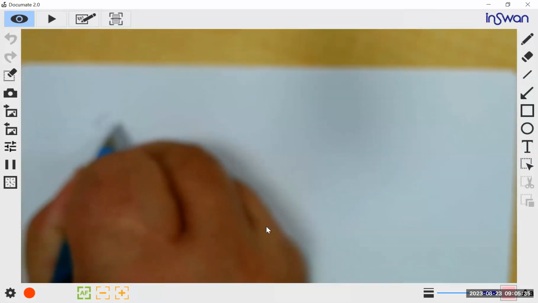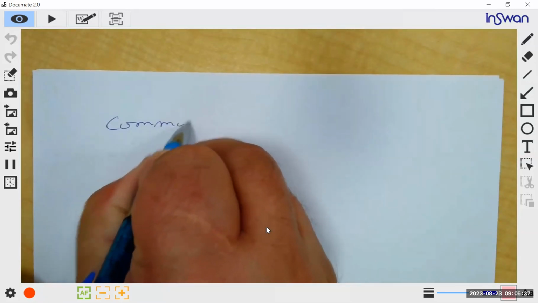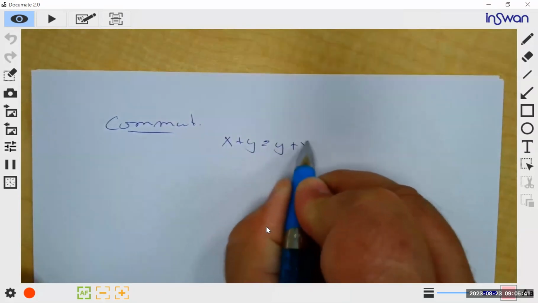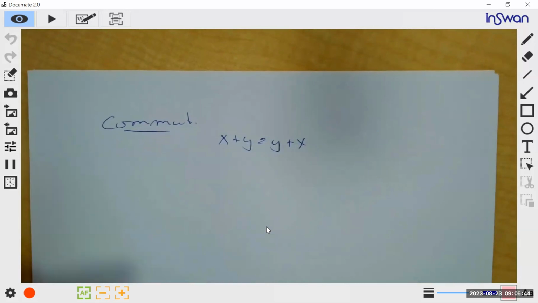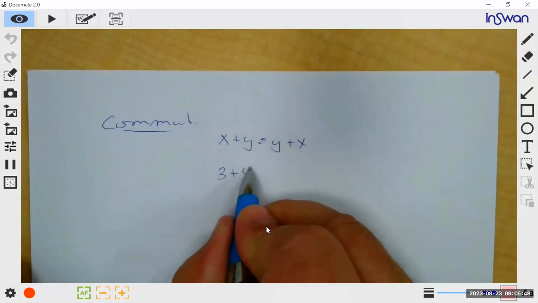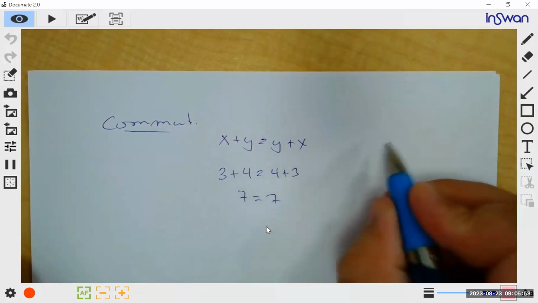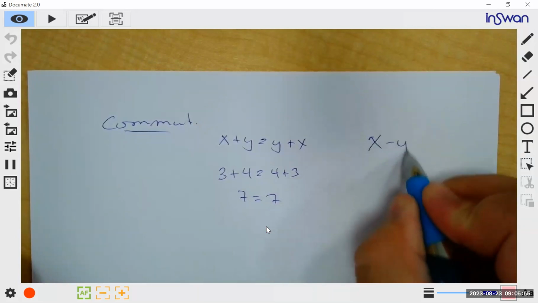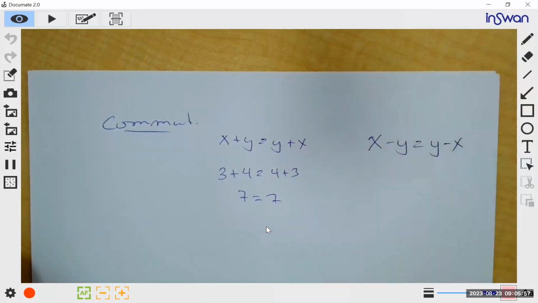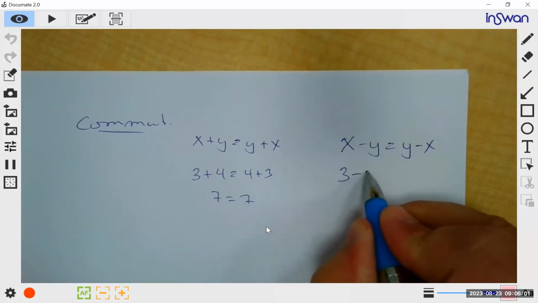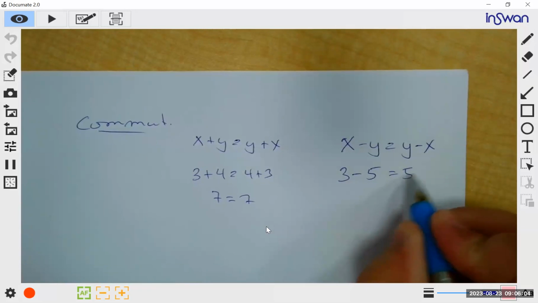Because remember, I should have done this earlier. Remember the commutative property, which was x plus y equals y plus x. Does that work with subtraction? 3 plus 4 equals 4 plus 3. They both equal 7. x minus y equals y minus x. Does that work? Let's see. 3 minus 5 equals 5 minus 3.